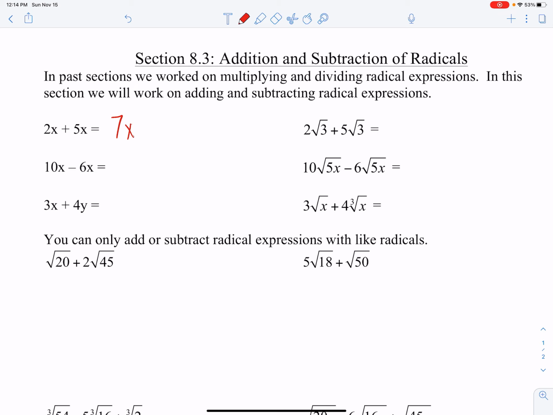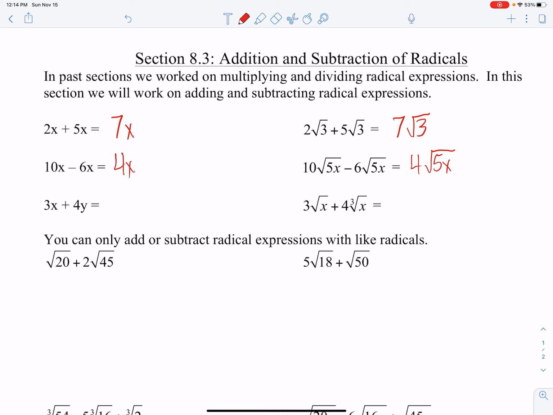So for 2 square root of 3 plus 5 square root of 3, we just add the 2 plus 5, and we end up with 7 square root of 3. You add the parts at the front, leave the root parts alone. You don't add the parts under the root. Same thing with subtraction. 10x minus 6x would be 4x. So 10 square root of 5x minus 6 square root of 5x, subtract the parts at the front, leave the root part alone. We would have 4 square root of 5x.